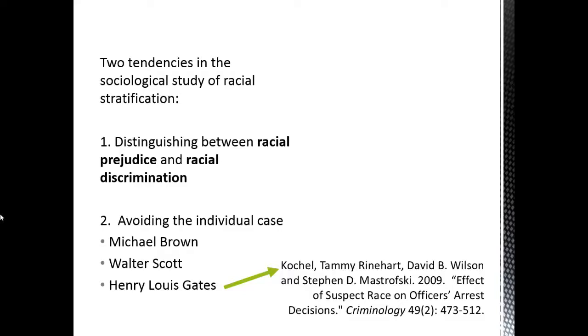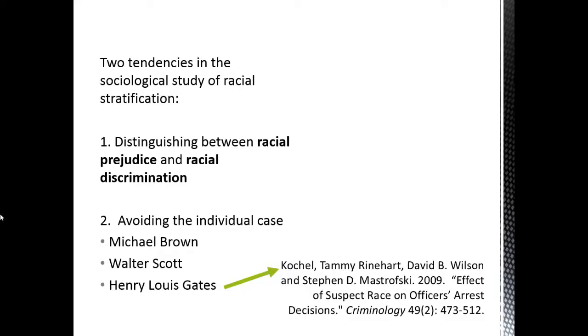Even when we're not talking about violence, but potentially discriminatory acts in an individual case, the individual details make it very difficult to tell the difference between a discriminatory act and a non-discriminatory act.